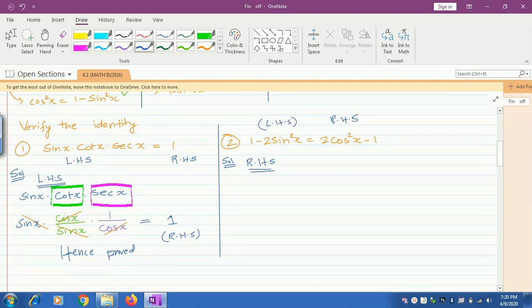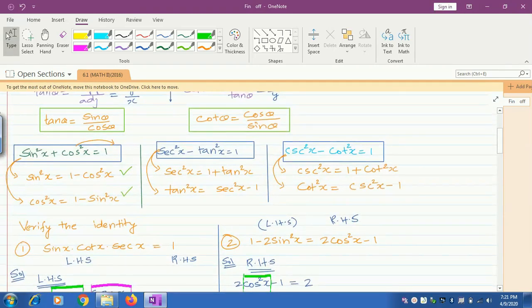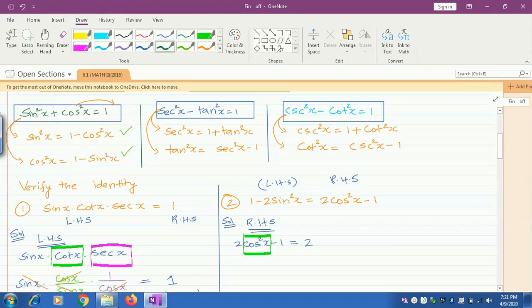So I will take the RHS. What is the RHS here? 2 cosine square x minus 1. So here I have to reduce in terms of sine. So how will you find this one? Since we know it, what is cosine square x? Just now we have solved in the above. Cosine square is equal to 1 minus sine square. The same thing I will apply here.